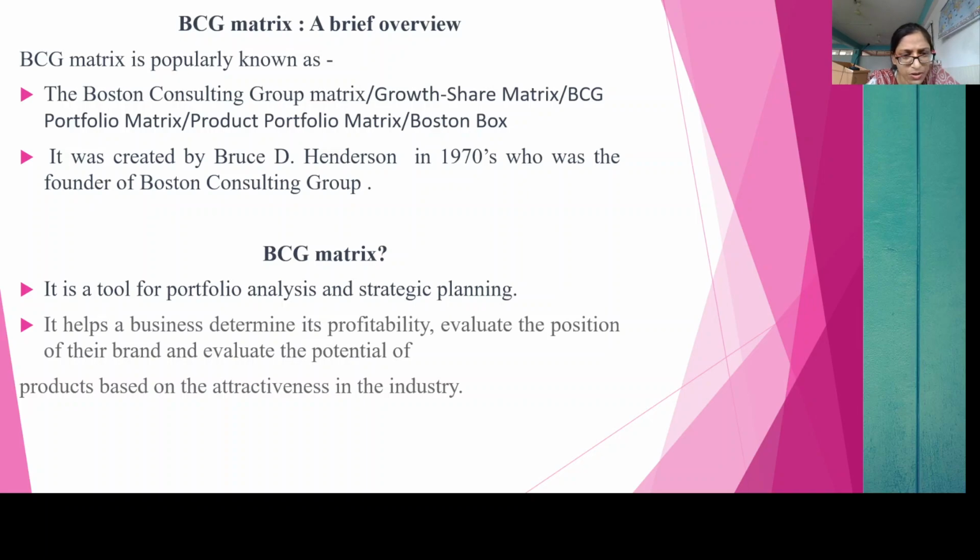It helps a business determine its profitability, of course, to get the maximum profit out of it, and evaluate each product or each brand's position on the basis of attractiveness in the industry.